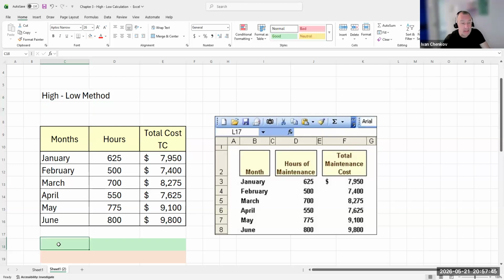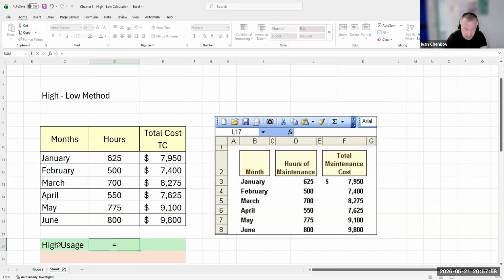we're going to get the highest point of usage. Where is the highest usage? So what we're going to do, very simple, we're going to put here max, bracket, and we're going to get the maximum value of all those cells. And obviously the maximum is in June, where the hours used are 800 hours. Then we're going to check where is the lowest usage.